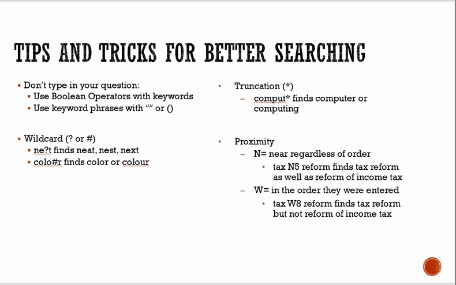To recap, here are the advanced search strategies we have covered. Instead of typing in a whole question, use Boolean operators and, or, and not to combine keywords. Combine keyword phrases with quotation marks. Use truncation and wildcard to find different forms of a root word.